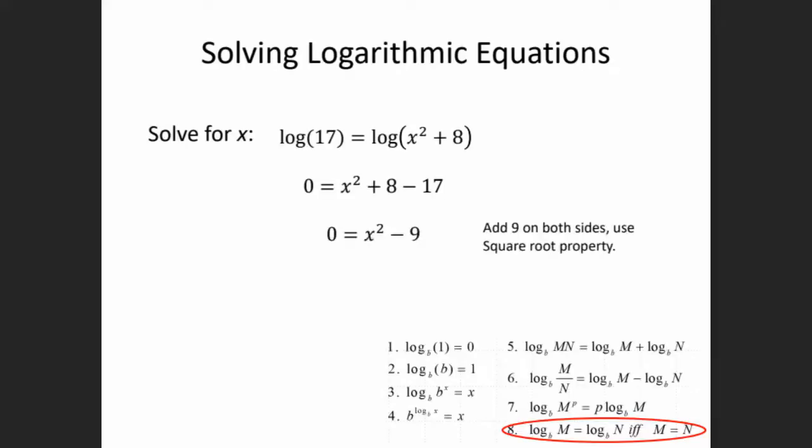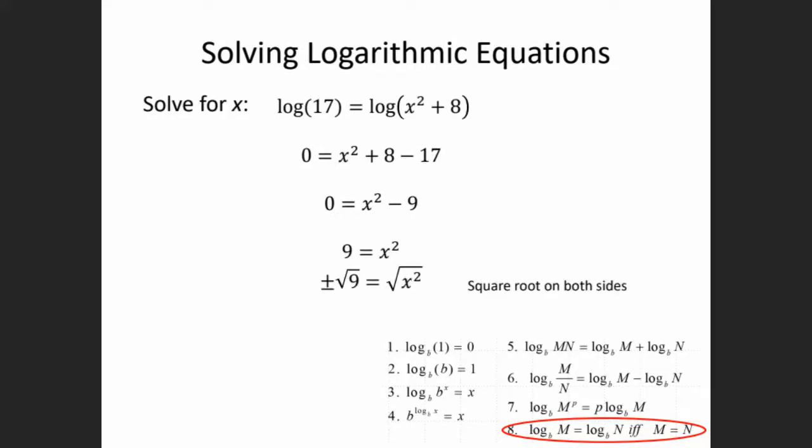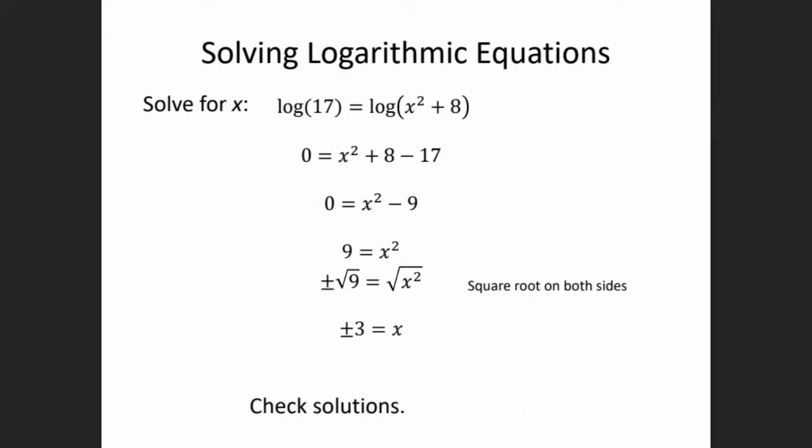You can see that this is a perfect square, and I can use my square root property. I also know that factoring would give me a difference of squares, but since I have it in this format, I'm just going to use my square root property to solve. Add 9 on both sides, take the square root of both sides, and this is going to give me x is equal to plus or minus 3. Okay, so we always want to check our solution, especially for logs. We cannot put negative input values into logs.